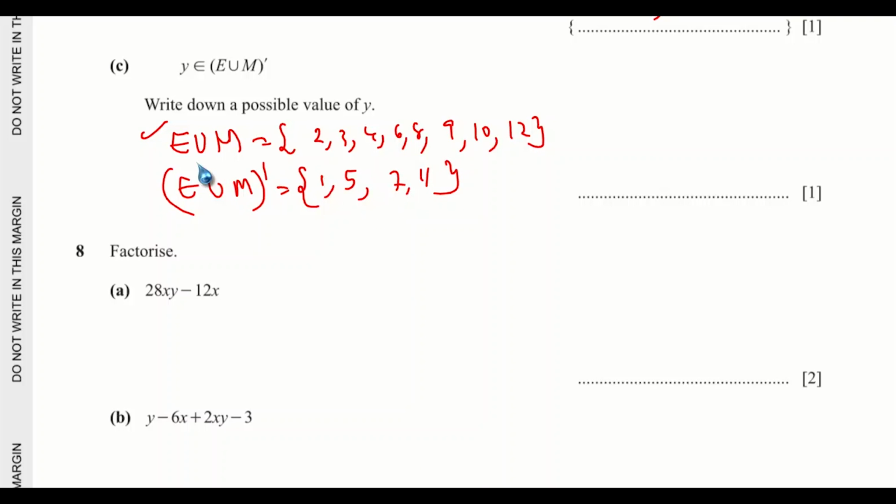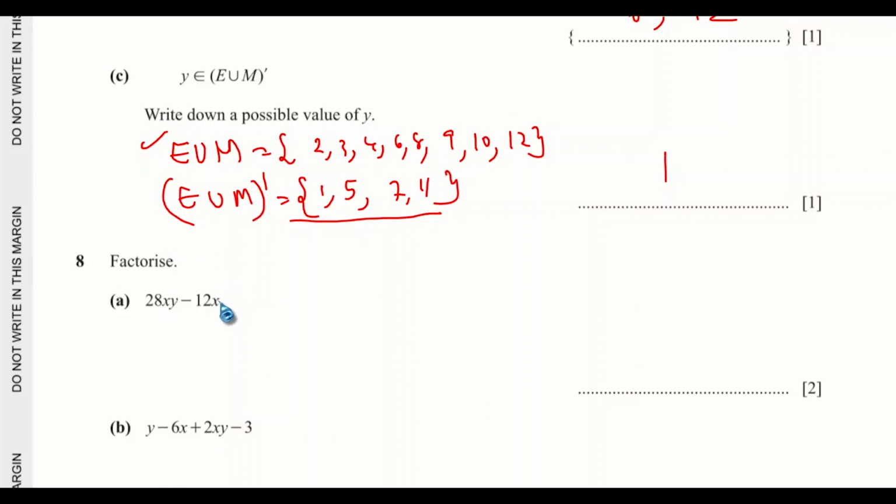Now Y is a member of this set, so we just have to pick any number from these. So Y could be 1 or 5 or 7 or 11. I'll pick the first one.